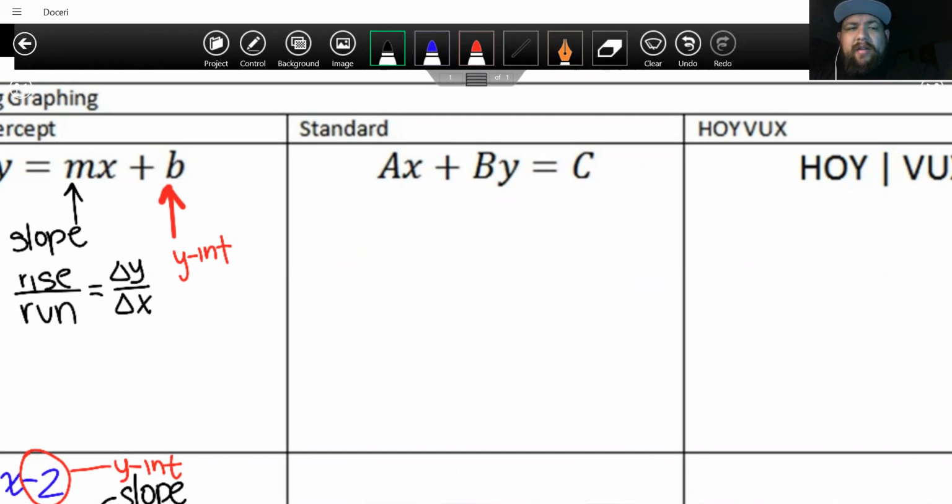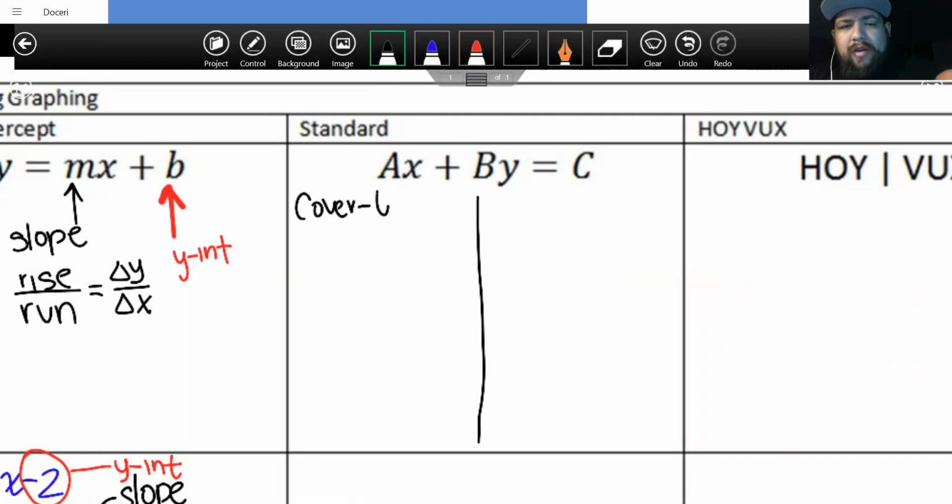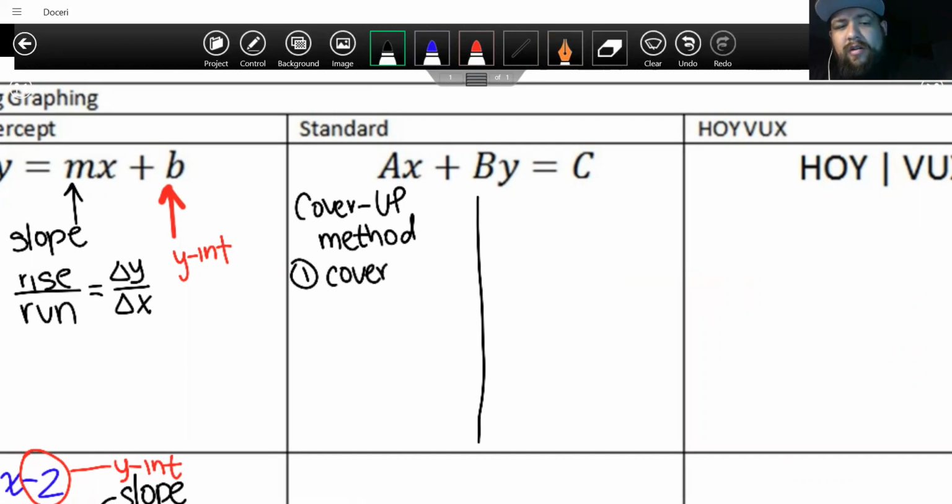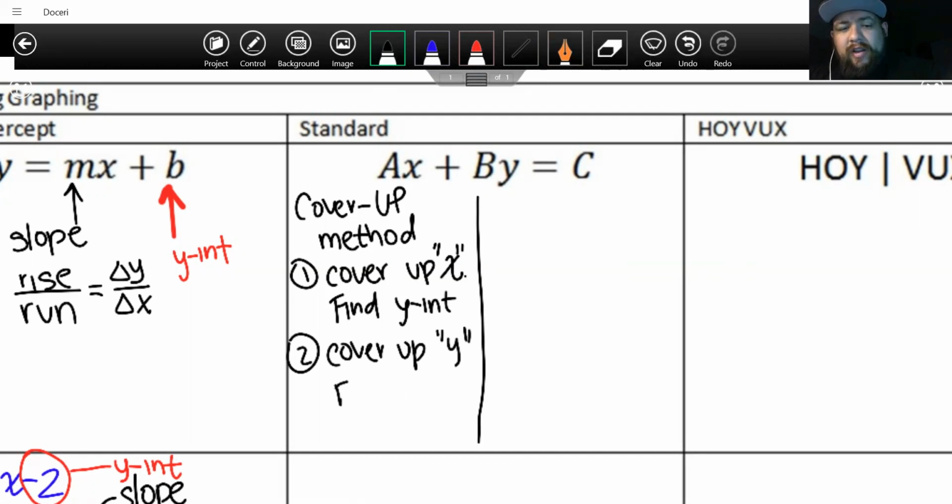There were 2 ways of solving them. We had the cover-up method. The first is to cover up x and find the y-intercept. The second would be to cover up y and find the x-intercept. Some of you guys might forget this, so we're going to go and do both of them just so you guys can see them.